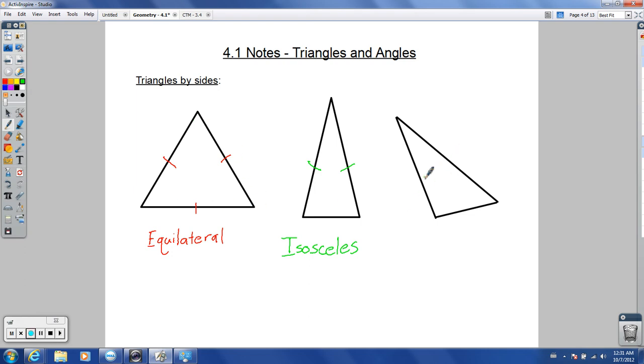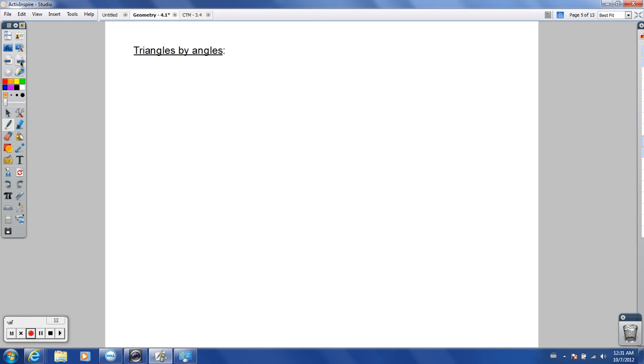And then on this one, I'm going to say that none of the sides are the same. So I'm not going to put any markings on this one at all. I am just going to say that they're not the same, just telling you that. So this one has a special name. It's called scalene. A scalene triangle has no equal sides. Nothing very special about that one.